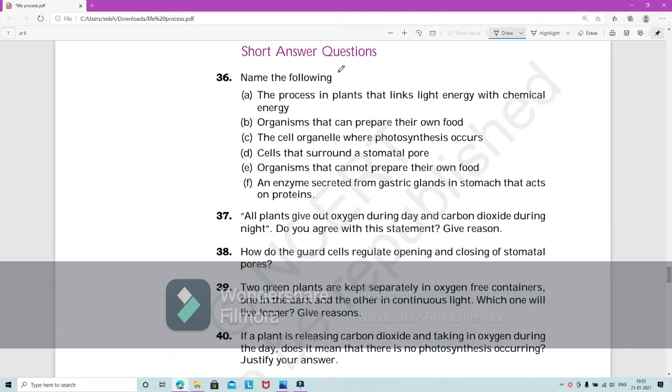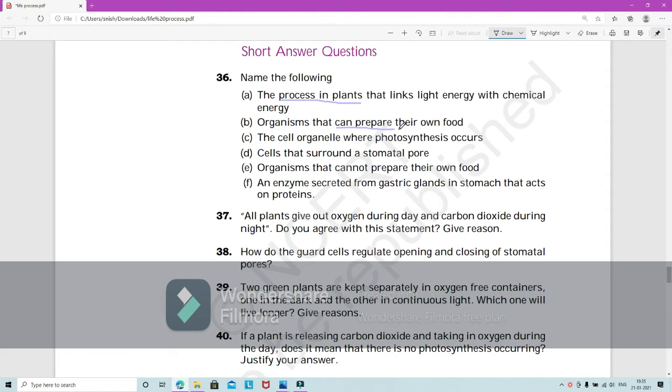Let's begin with the 36th question. The process in plants that links light energy with chemical energy. So the process that takes place in the plants means itself we'll get to know that it is the photosynthesis process.